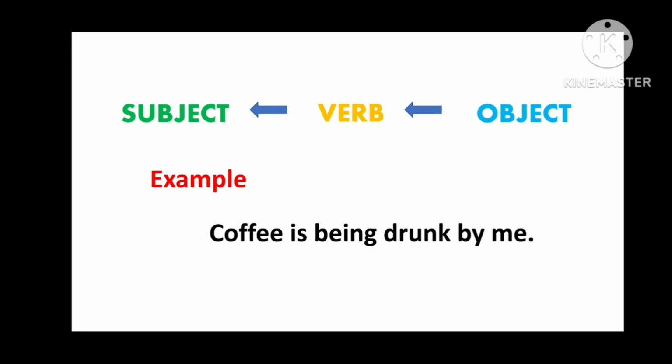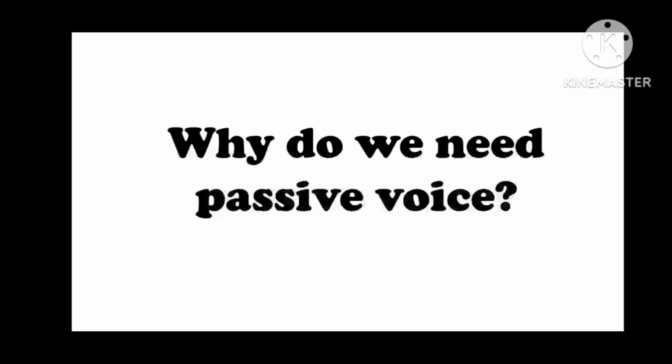Active voice was I am drinking coffee, where I was subject and coffee was object. Now in this sentence, coffee is being drunk by me. Coffee, the object of active sentence, became subject here and coffee is given more importance here. Action is happening on coffee. Now let's understand why do we need passive voice at all.